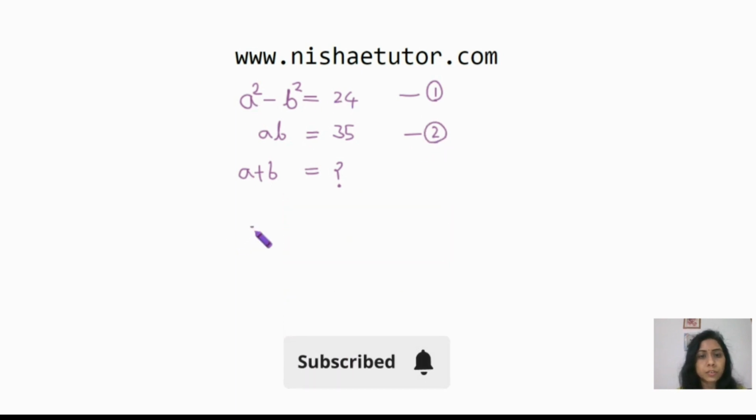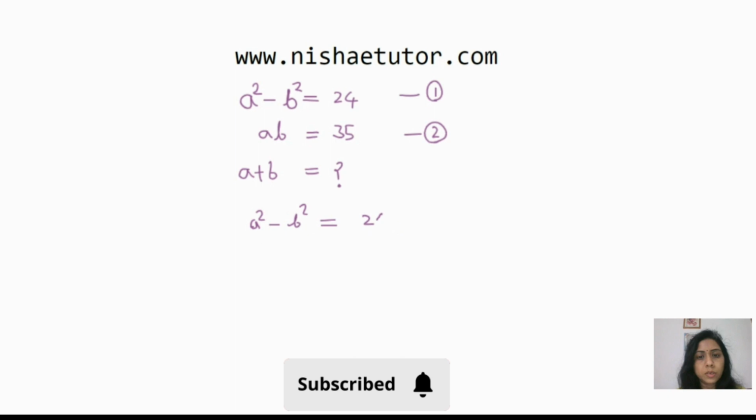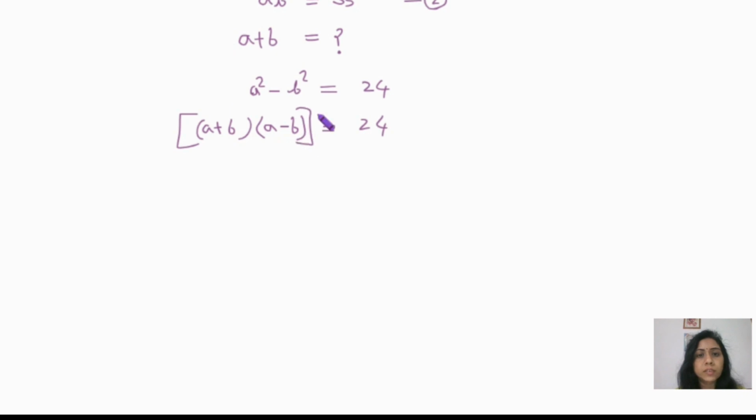From equation 1, we write one more time a square minus b square equals 24. Because this is a difference of squares, we can factorize it easily as a plus b times a minus b. Now taking the square on both the left hand side and right hand side, this is (a plus b) square times (a minus b) square, because when we multiply and raise to the power 2, each parenthesis gets a square.